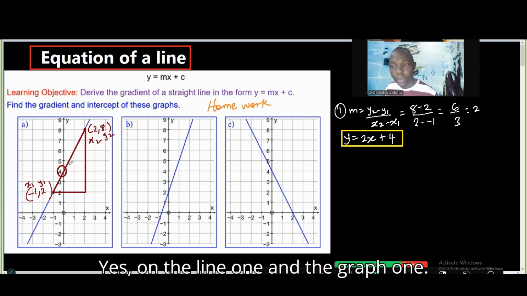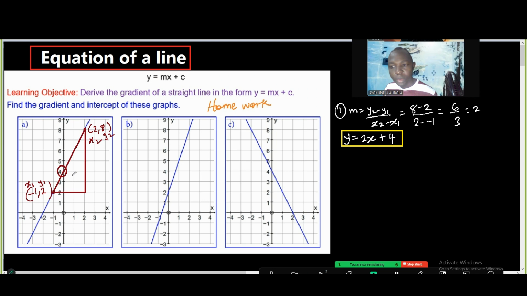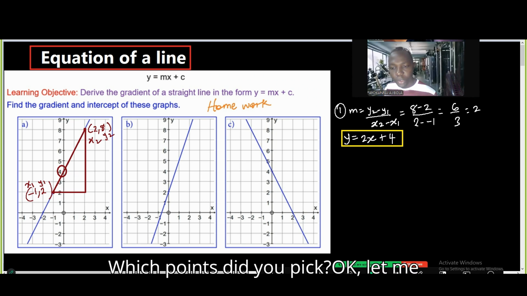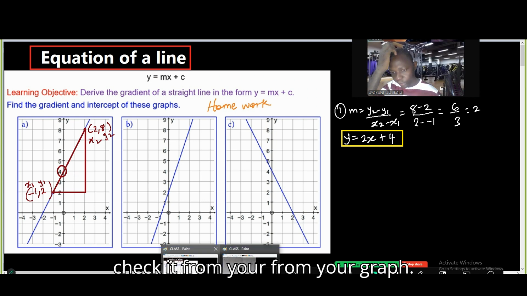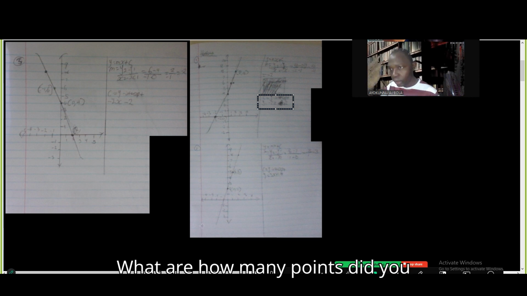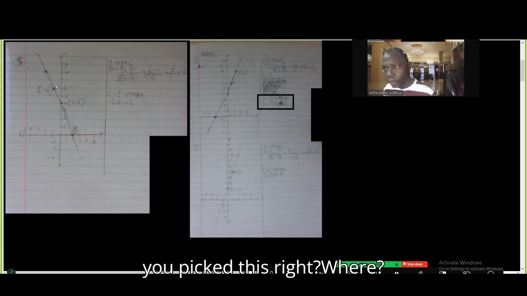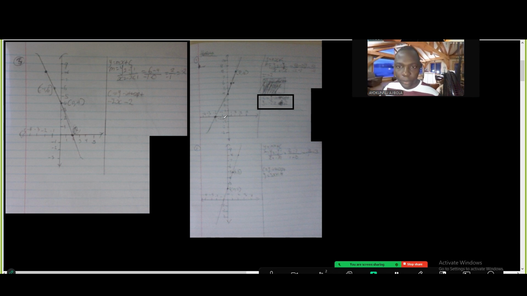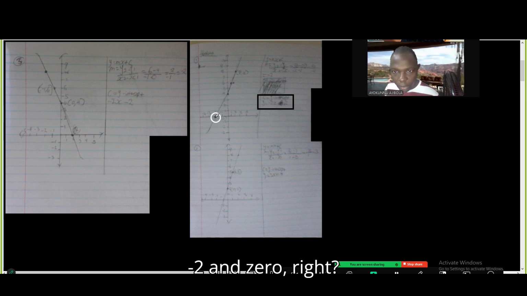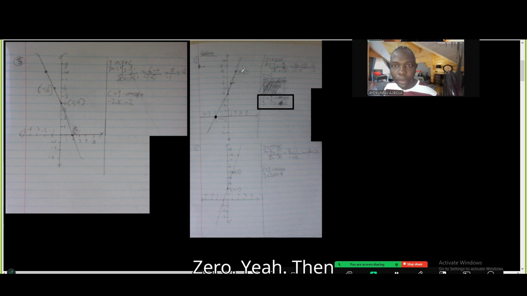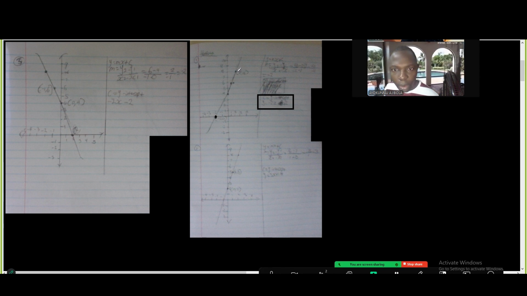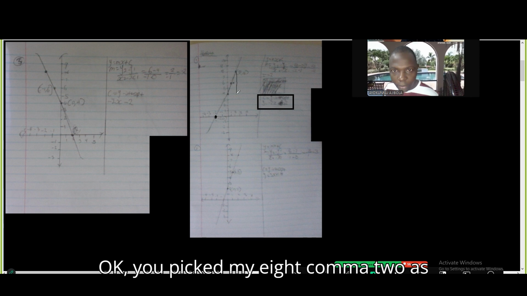Yes, on the line on graph one. Which points did you pick? Okay, let me check it from your graph. How many points did you pick? You picked negative 2 and 0, right? Yeah. Then okay, you picked my 8 comma 2 as well, right?